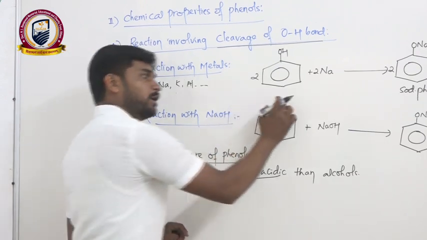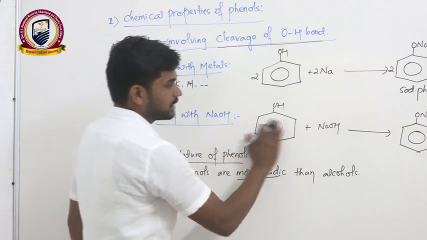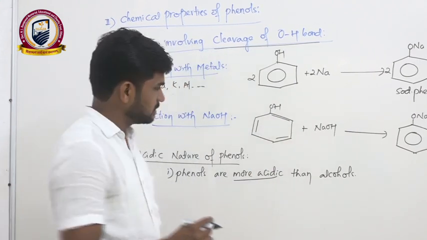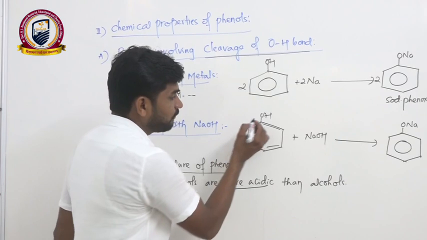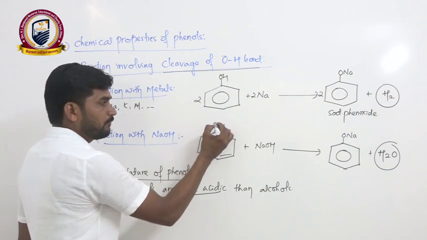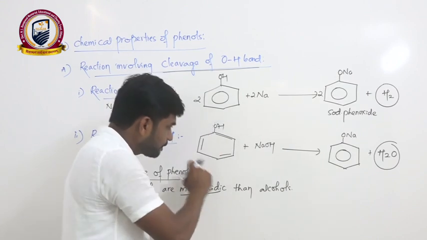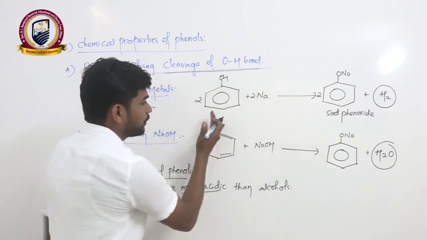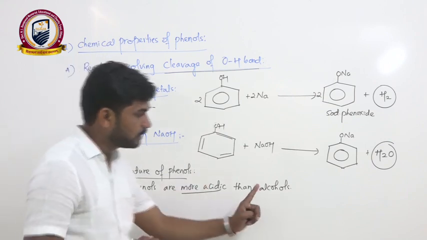This can be explained. In case of phenols, the OH group is directly attached to an sp2 hybridized carbon atom. In benzene, all the 6 carbon atoms are sp2 hybridized. That sp2 hybridized carbon atom acts as an electron withdrawing group. Therefore, the lone pair of electrons present on the oxygen atom of phenol is taken by the sp2 hybridized carbon atom of the benzene ring. So the polarity between oxygen and hydrogen increases, and we can remove this hydrogen very easily. That's why phenols become more acidic than corresponding alcohols.